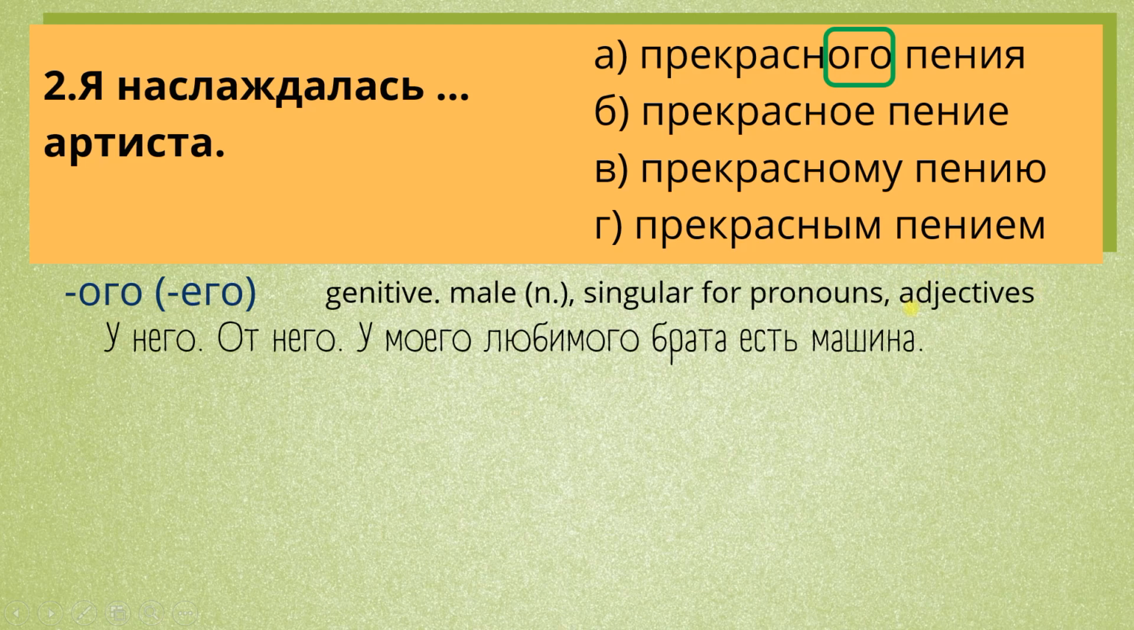Adjectives will mostly have over endings, and all the rest, pronouns and possessive adjectives, have его. So you don't need to learn something new. Everything is already here.